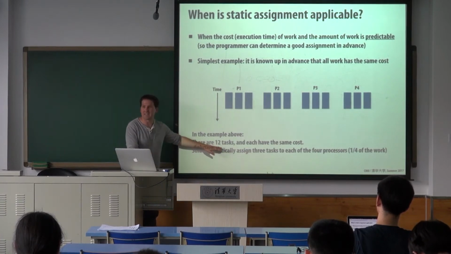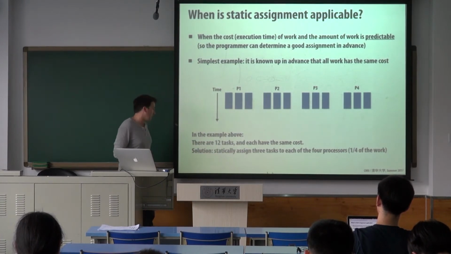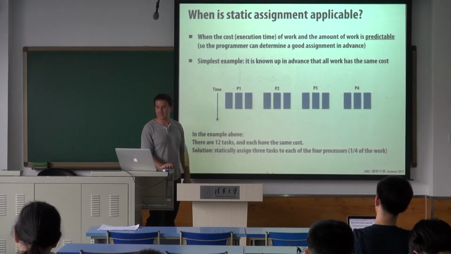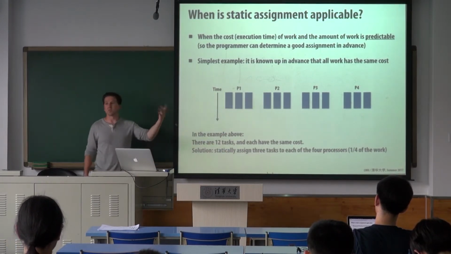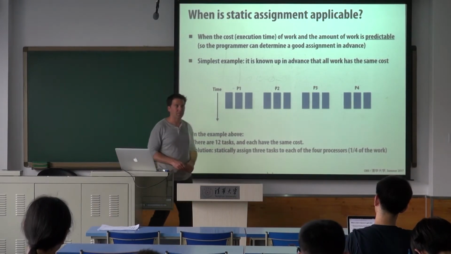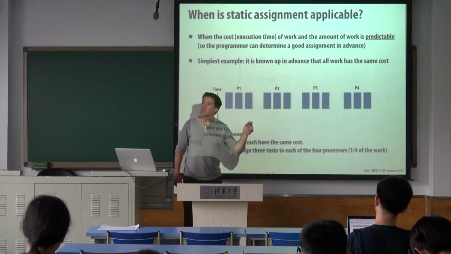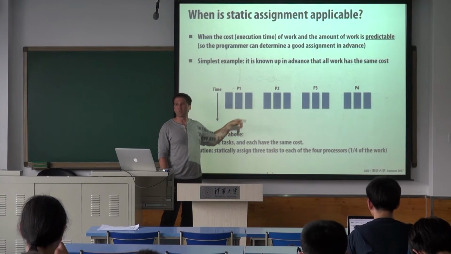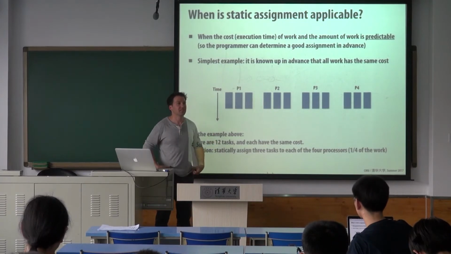So here there are 12 tasks. And of those 12 tasks, they all have the same cost. I have 4 processors. I give each processor 12 divided by 4, 3 things to do. Completely equal. Now, could I do a static assignment if the pieces of work were of different size?